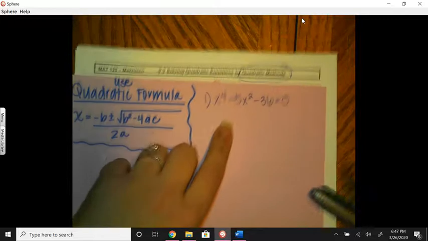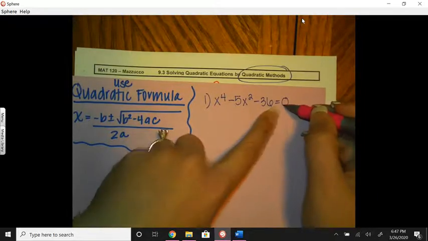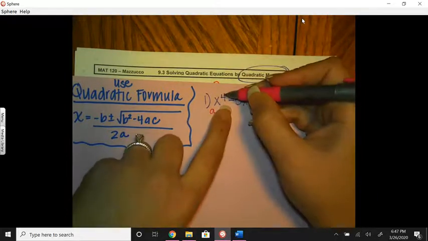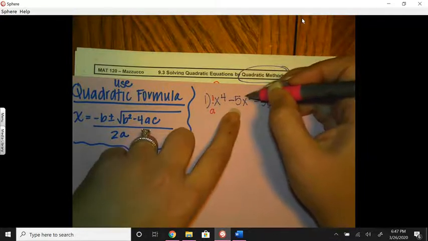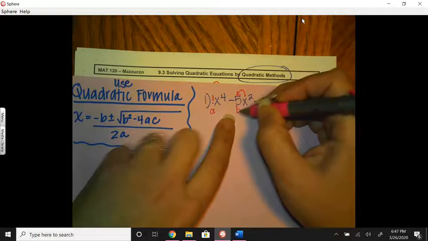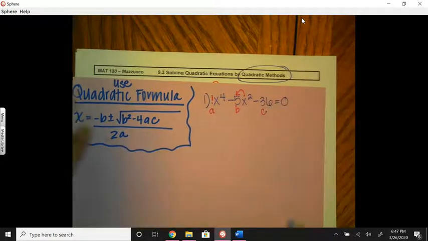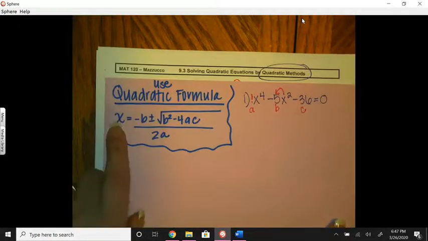We're going to use the quadratic formula. When we use the quadratic formula, it has to equal 0. The number in front of the highest exponent is a. The number in front of the second term is b. And the constant is c. Now the quadratic formula is for when it's x equals.